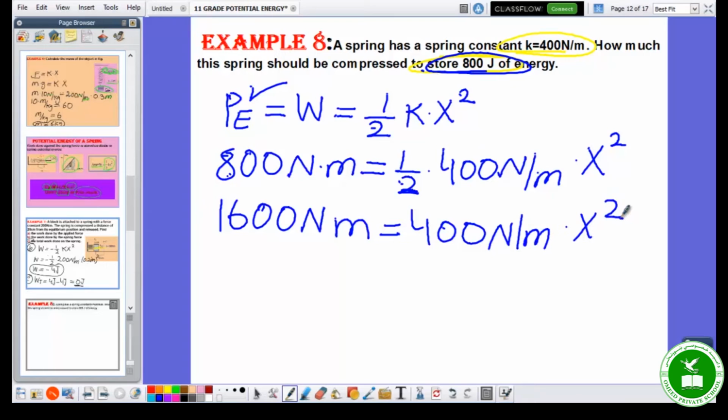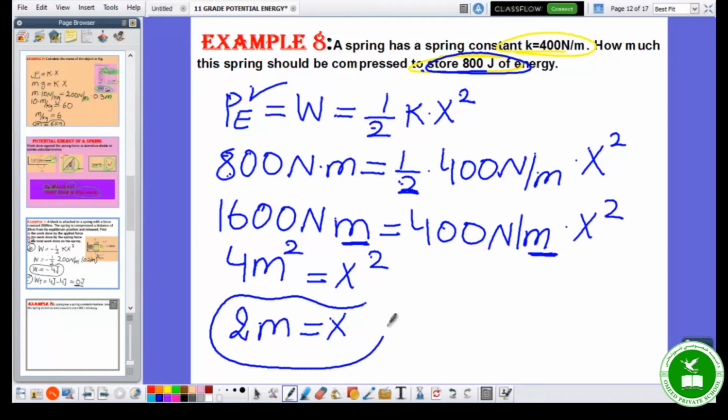Now let's divide both sides by 400. If we divide both sides by 400, then 4 meter here, and 1 meter here we have. If you multiply with this meter, it becomes 4 meter square is equal to x square. If we take the square root of both sides, then 2 meter is equal to x. This is how we calculate the amount of compression. Okay, next.